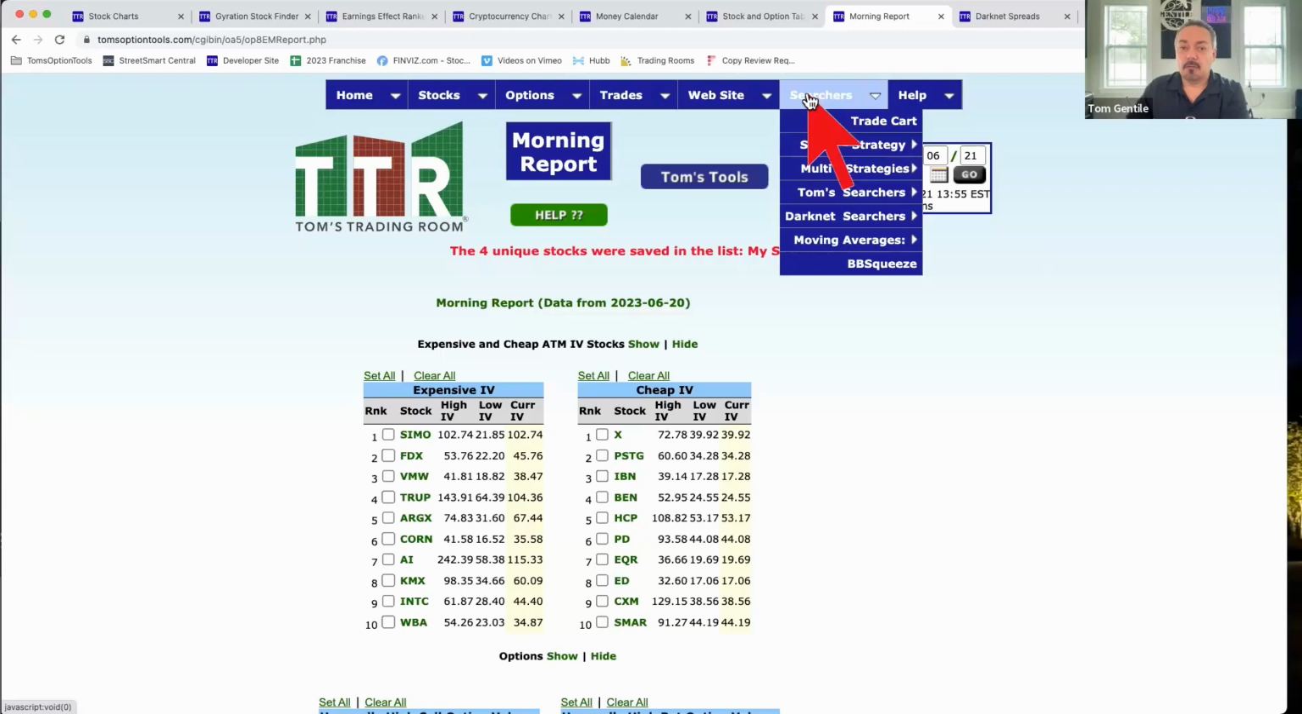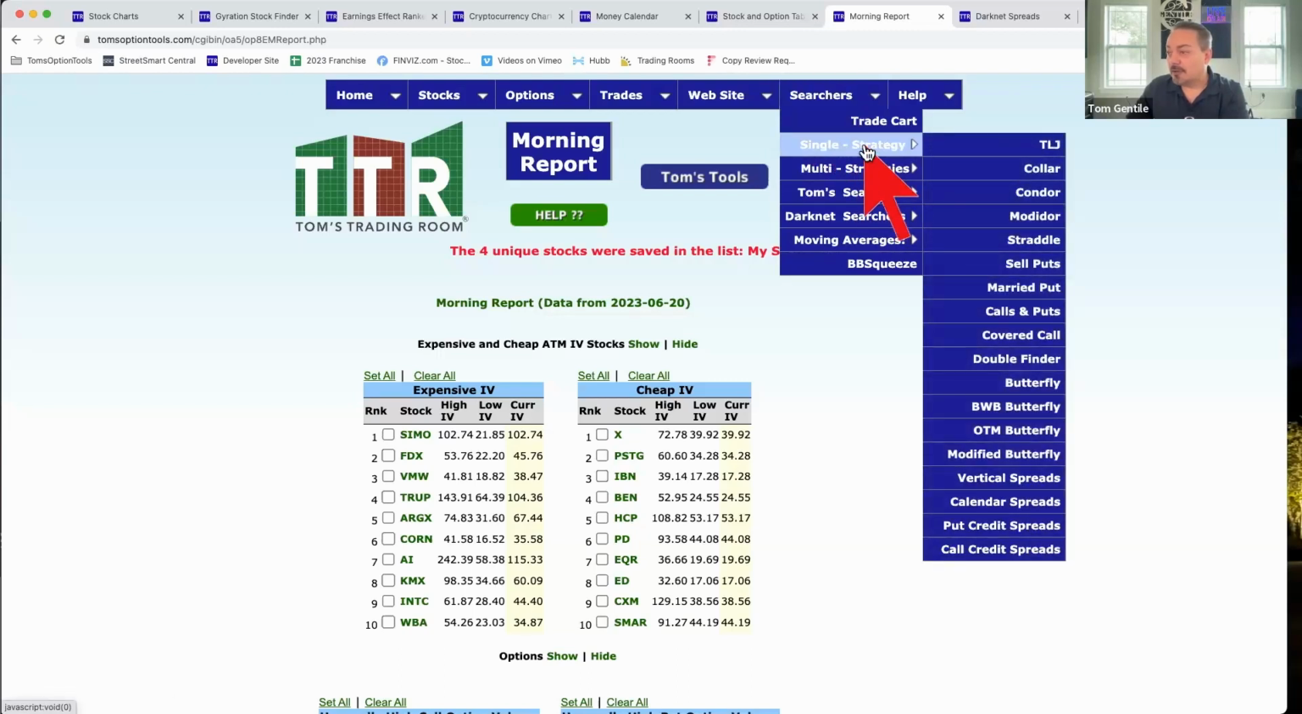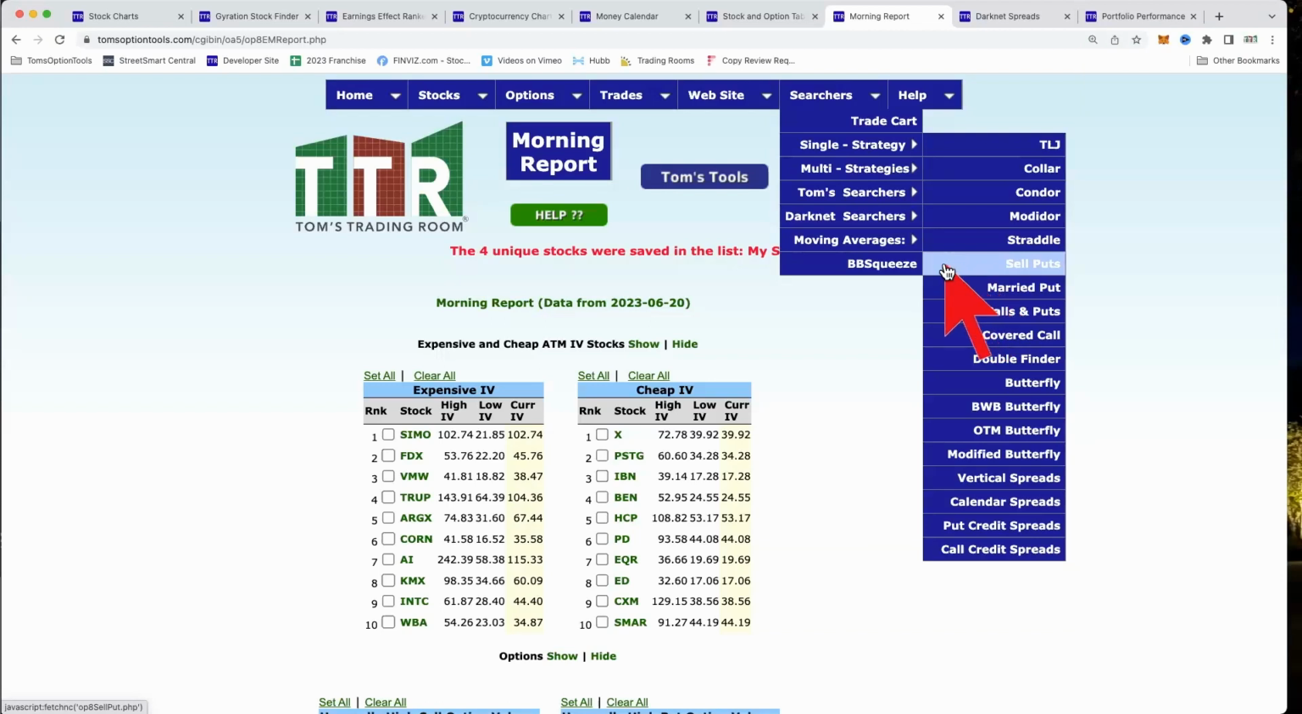And we've got ways of running different option searches. We have single strategy searches, things like condors. We have something called a Matador, Tom. That's a modified condor. Straddles, okay. Sell puts. Do you sell puts, Tom? Sometimes, yeah. Well, put spreads usually. Puts. I love selling puts as a cash secured position. So I have an account that I do just cash secured puts on because I think it's a great long-term wealth building strategy. It's not a trading strategy. It's really an option investing strategy.